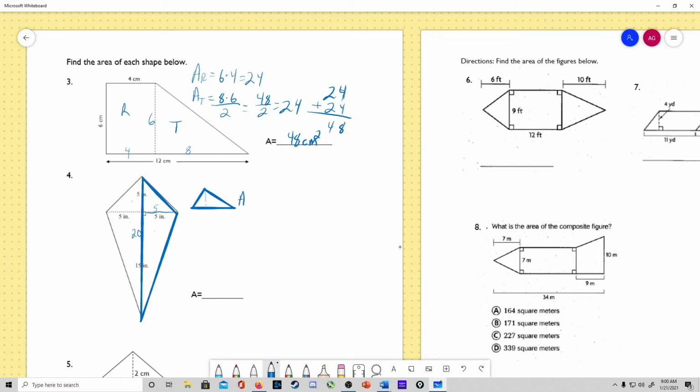So now I know area of my triangle is going to equal base 20 times the height, which is 5. And I'm going to divide it by 2. 20 times 5 is 100. I'm going to divide that by 2, and it's going to give me 50 as the area. Now I've got to remember there's 2 of them. So 50, I'm going to times that by 2 and get 100. That gives me 100 inches squared.